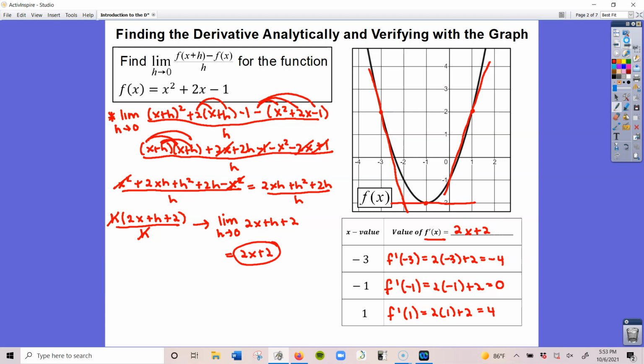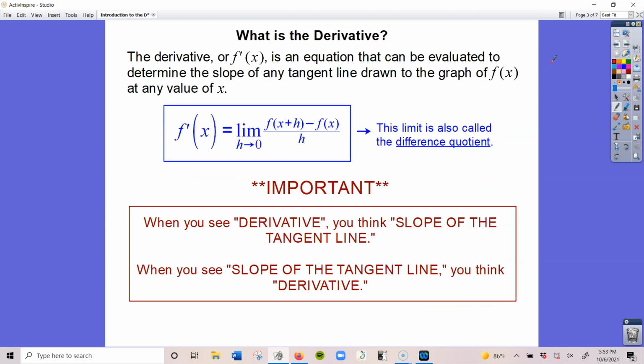value. So to kind of sum up, what is a derivative? The derivative is an equation that can be evaluated to determine the slope of any tangent line drawn to the graph of f of x at any value of x. So this is the derivative definition. F prime of x is equal to the limit that we evaluated for. Now this limit is called the difference quotient. It's called a difference quotient because we have a difference, the subtraction, and it's a quotient because we have a fraction, which indicates division. And this is what's important.